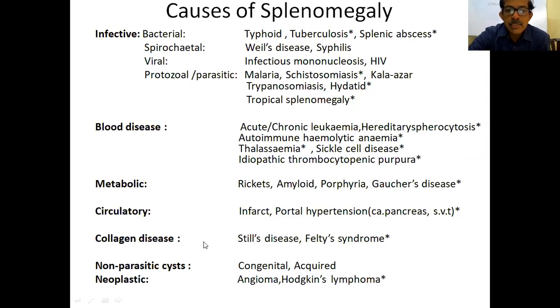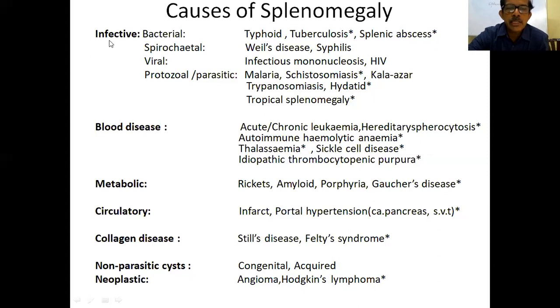Now, non-parasitic cysts also, just like parasitic hydatid cyst. Already I have shown you non-parasitic cysts, which are mainly congenital. Then neoplastic, of course, there may be huge hemangiomas and Hodgkin's lymphoma previously, not now. Previously, when there was no CT scan for staging of Hodgkin's lymphoma, we used to do splenectomy. That's why it was called staging splenectomy. Nowadays we rarely do it unless indicated, because the main treatment is chemotherapy and to some extent radiotherapy, right?